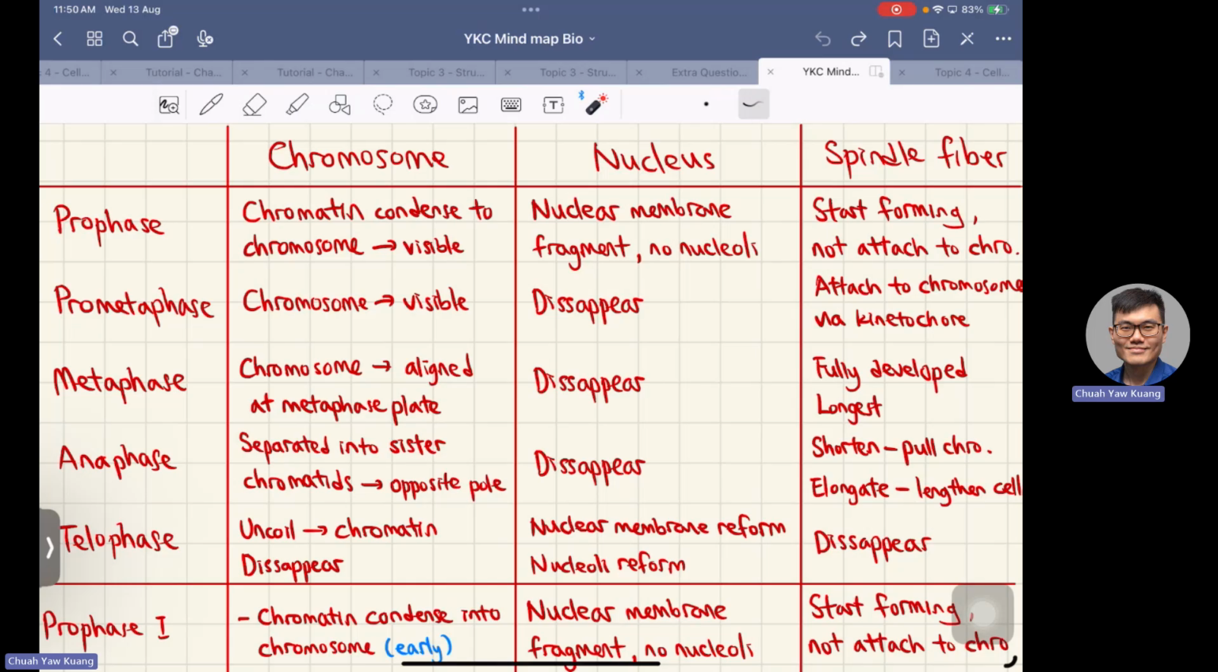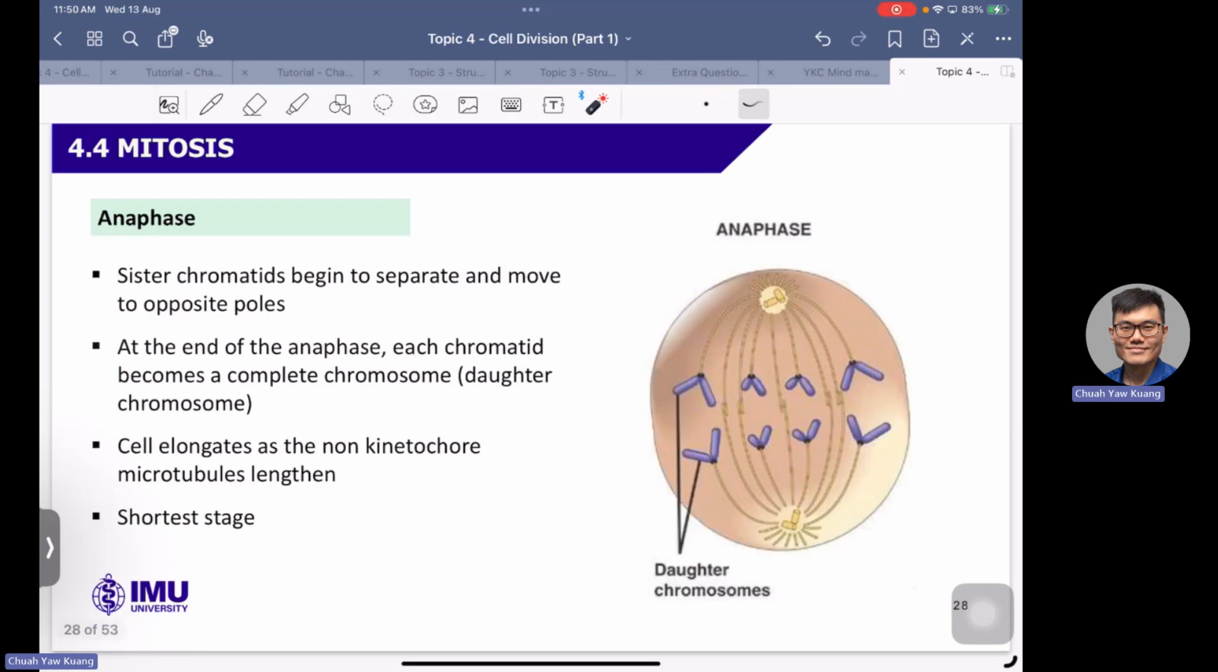That's why we talk about when it is longer. Metaphase is when it's longest, so you see the peak. Okay, then next we look at anaphase.